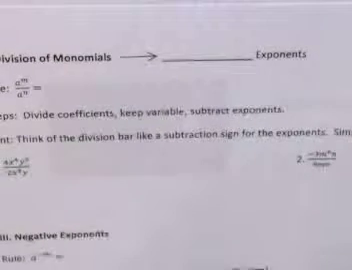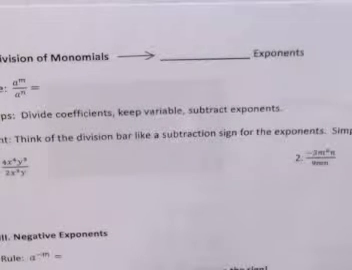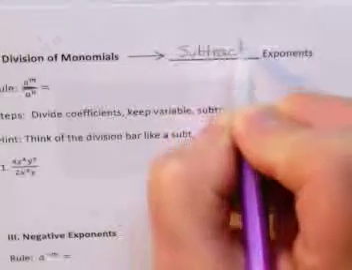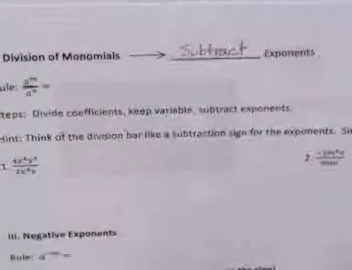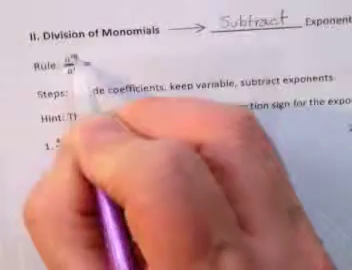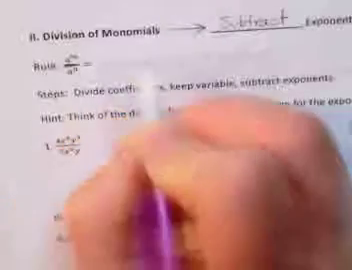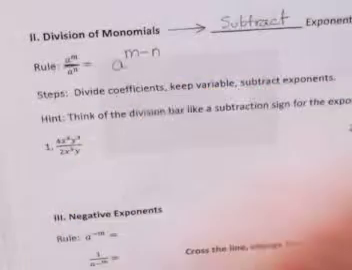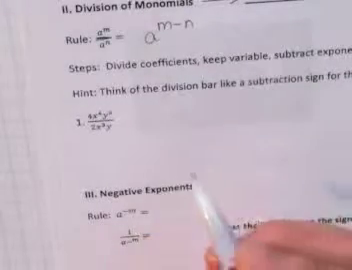In this video we explore what you do when you are dividing polynomials or monomials. When we have a division problem, we want to subtract the exponents. Not the coefficients, but the exponents. So let's take a look at the rule. The rule says if I have a to the m divided by a to the n, that becomes a to the m minus n. Let's look at how that works with some examples.